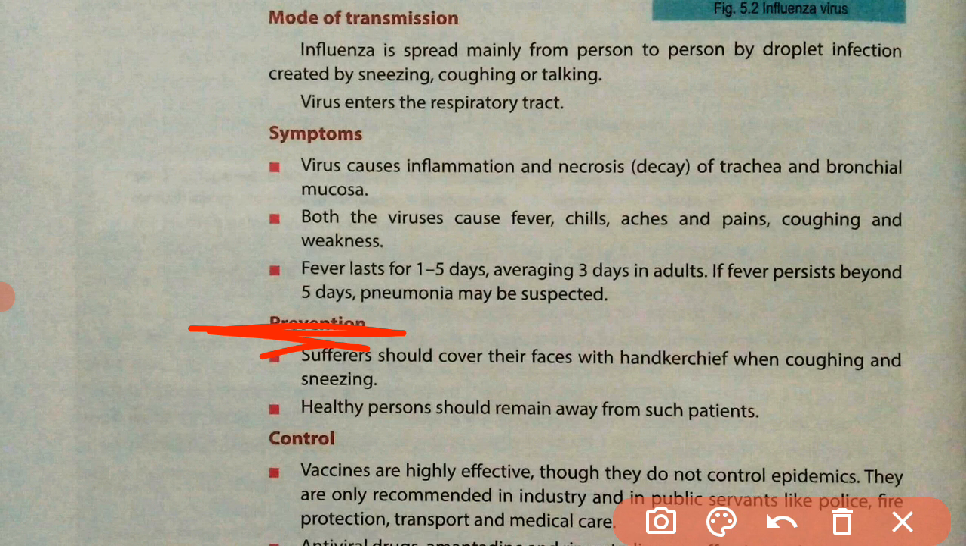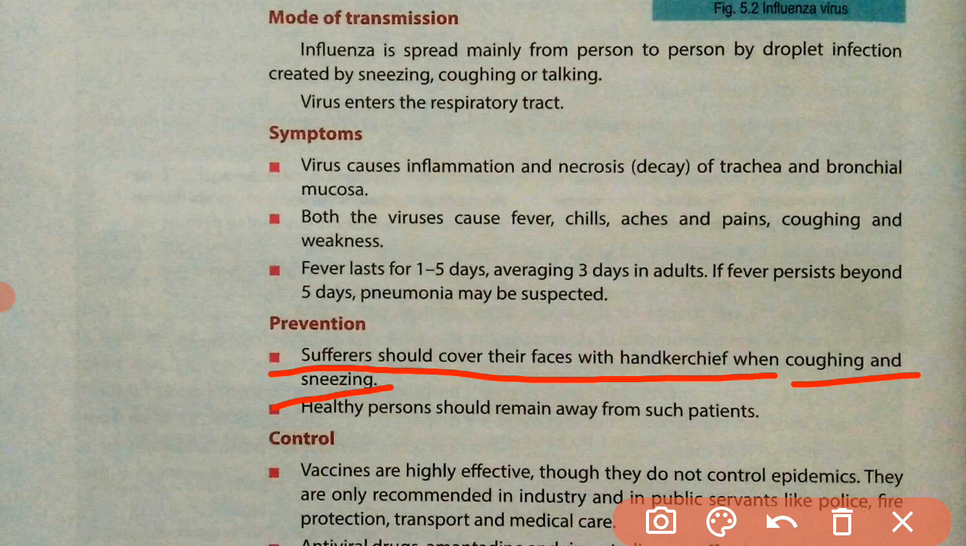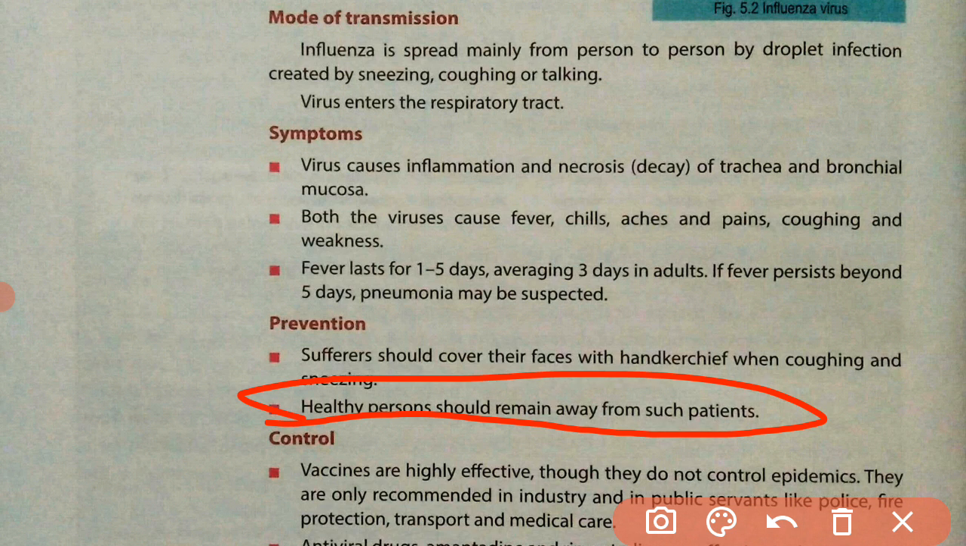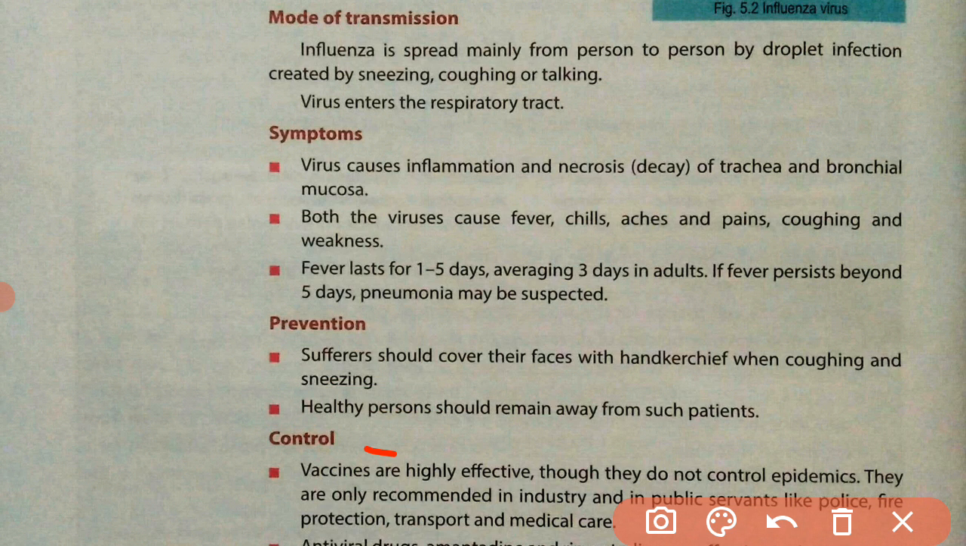Now we will discuss prevention. How can we prevent it? In prevention, sufferers should cover their faces with a handkerchief when coughing and sneezing. This is very important to prevent this disease. A person suffering from influenza should cover their face with a handkerchief or a mask while coughing and sneezing, so that the viruses will not spread into the air and healthy persons can be safe. Healthy persons should also maintain a distance from such patients to avoid the infection.